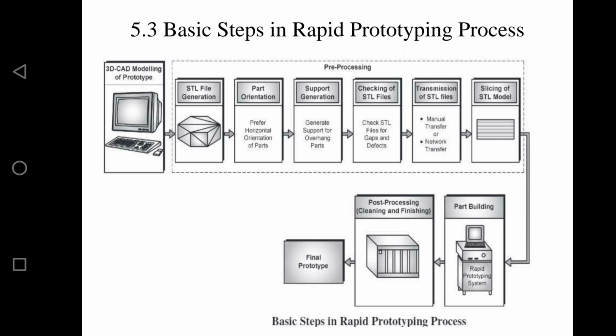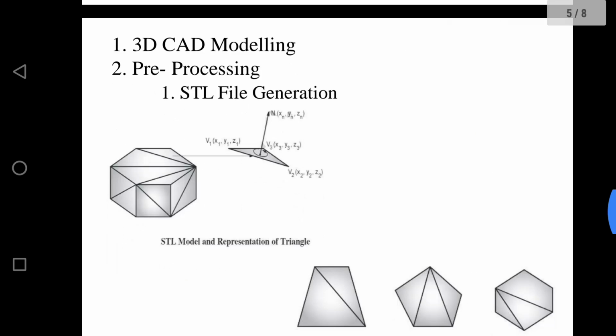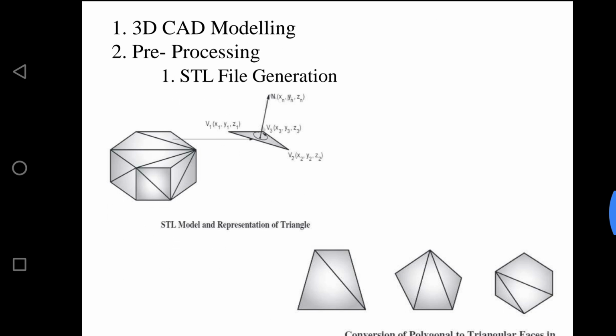Then next comes your processing, that is the part building, which is also called the processing part. Okay, and the next part is your post-processing. In post-processing, we are just going to clean and finish the model, and we are going to get the final prototype. Well, we will go one by one through this. The first one is the 3D CAD model.